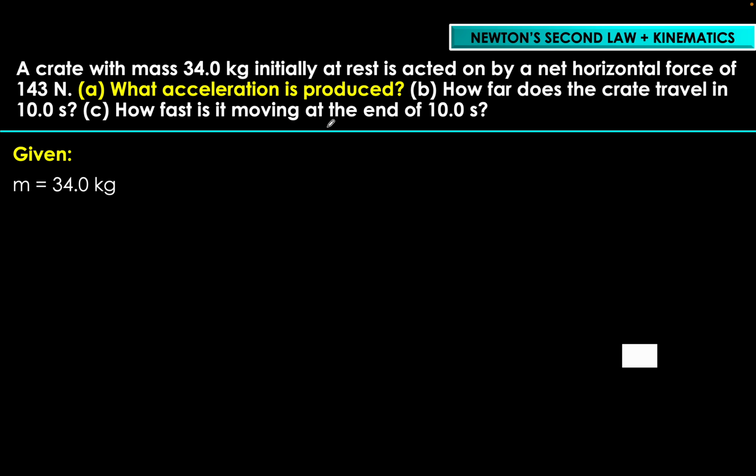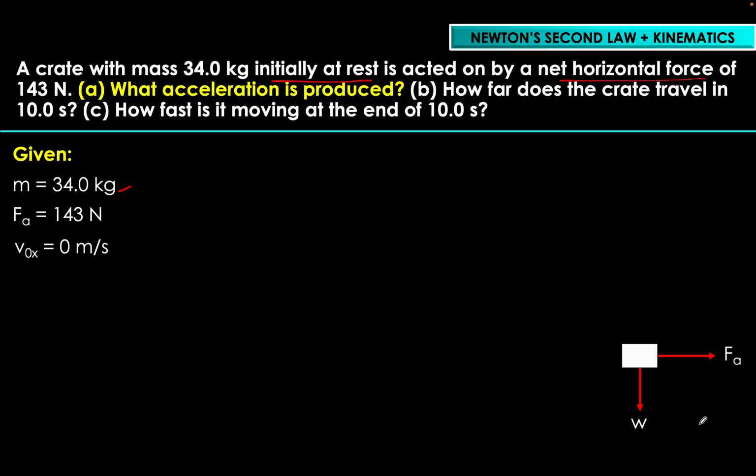First, we have a crate and it's 34.0 kilograms for the mass. There's an applied force, which is also the net horizontal force acting on it, and it's 143 newtons. Then for the initial horizontal velocity, take note that this is 0 because it says here initially at rest. Just be careful because sometimes the given is not explicitly or directly stated, but terms like initially at rest, for example, indicate that the initial velocity is 0 meters per second.